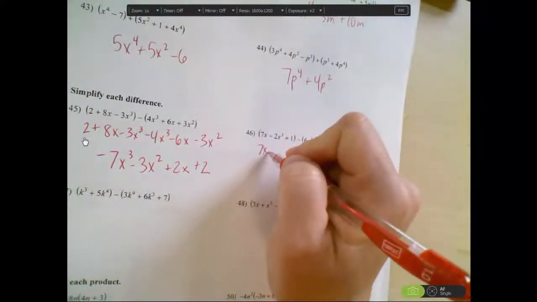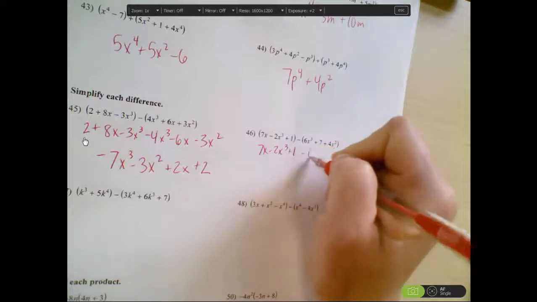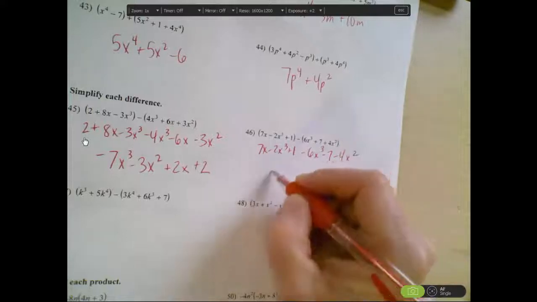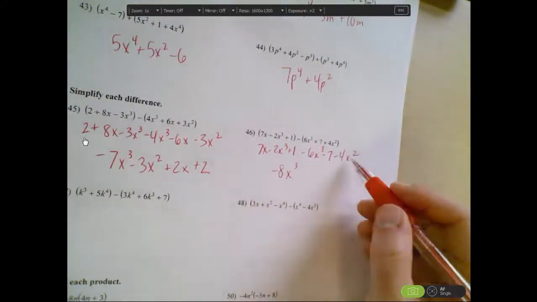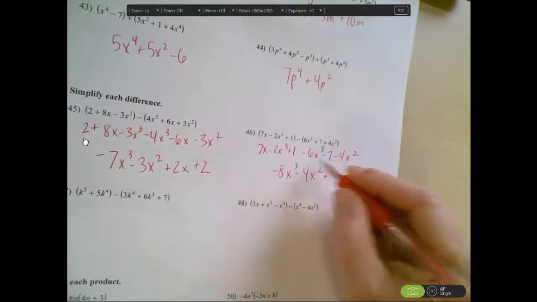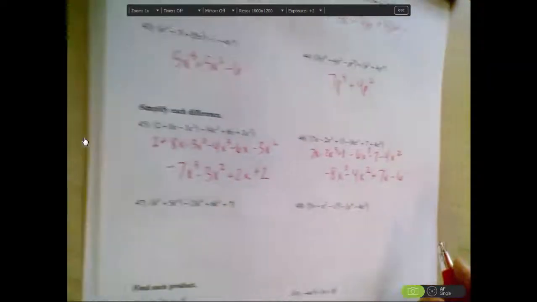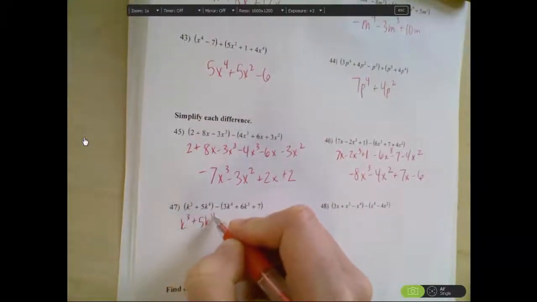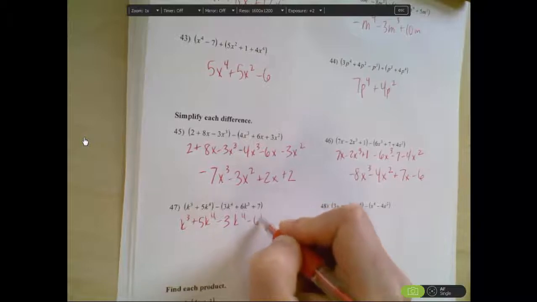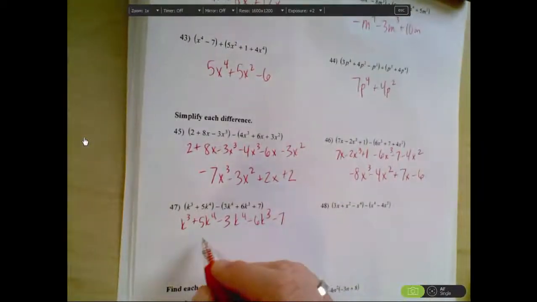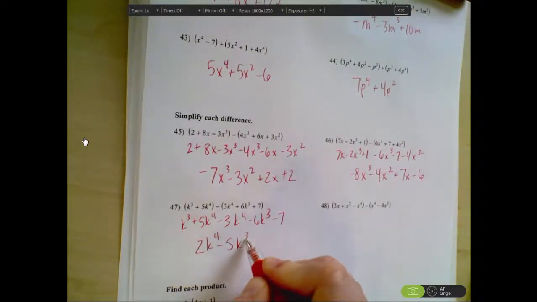I'm going to distribute the negative again. Add negative 2 and negative 6, I get negative 8, minus 4x squared, plus 7x, and then 1 minus 7 is minus 6. Distribute the negative again. 5k minus 3 is 2k to the 4th. 1 minus 6 is minus 5k cubed, and then minus 7.